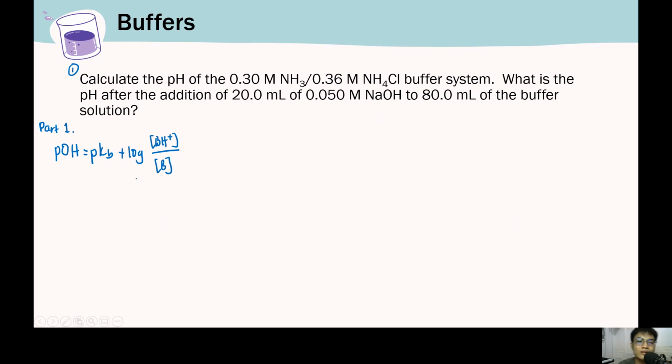Okay? So again, this is a base. So, gamitin mo muna yung Henderson-Hasselbalch for a base. And then what's next? Given yung mga concentration, right? So, you have 0.36 molar of the conjugate acid. You have 0.3 molar of the base. Plug in mo na lang yan dun. But the pKb, I don't know that. So, let's look again in this PowerPoint.